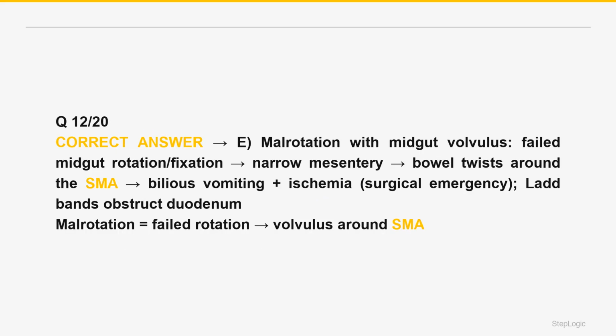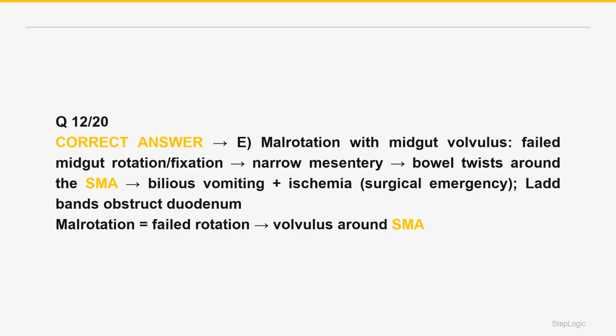The correct answer is E. The presentation is the high-yield emergency: a neonate, often in the first week to month, with sudden bilious green vomiting. Bilious vomiting in a newborn is malrotation volvulus until proven otherwise. The twist obstructs the bowel and cuts off the SMA blood supply, threatening midgut ischemia and necrosis, a true surgical emergency.